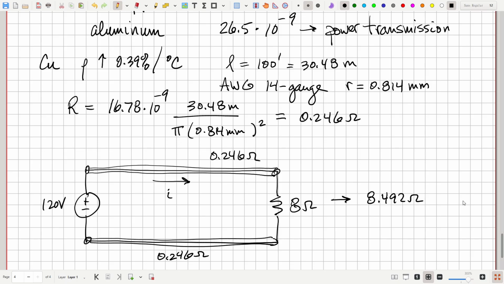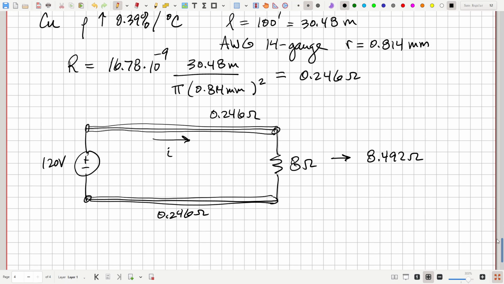Okay, so the resistance of the extension cord plus the weed whacker now would be a little bit bigger than that of just the weed whacker alone. So what would be the current? The current would be the total voltage, 120 volts, over this total resistance, 8.492. And that's 14.13 amps.